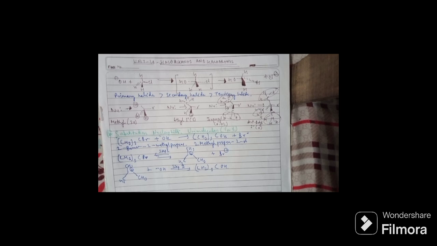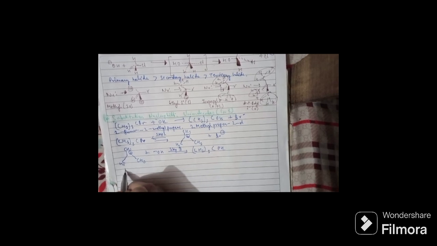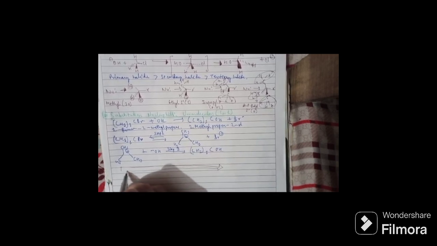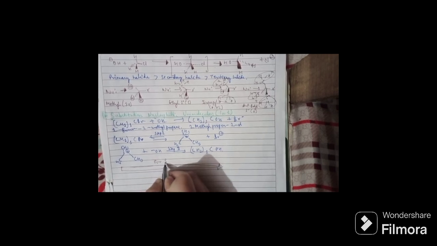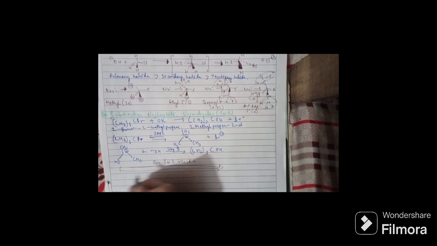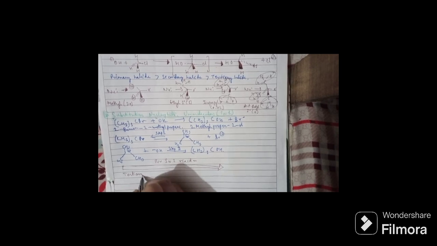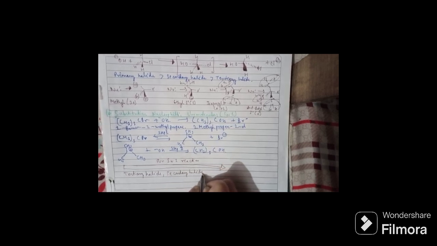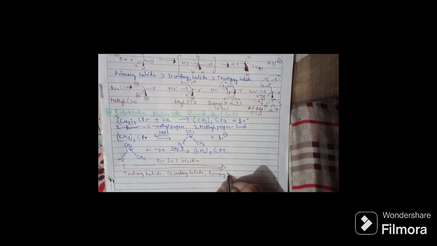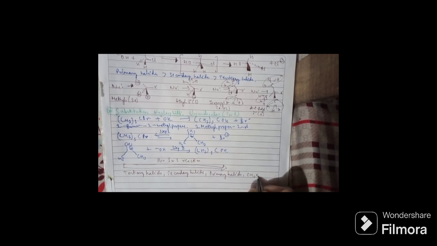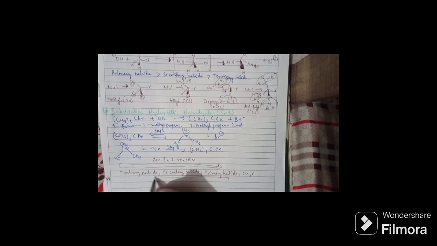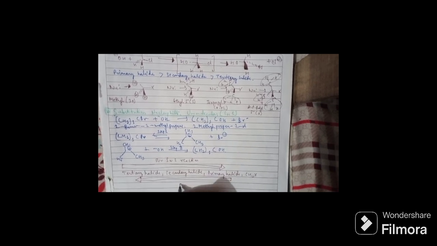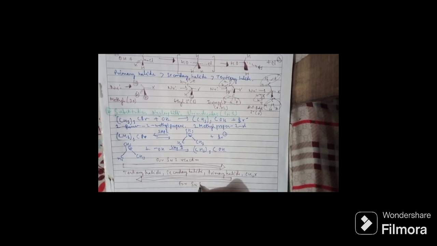Let's go for it. This is for the SN2 reaction: tertiary halide, secondary halide, primary halide, and CH3X. And this is for the SN1 reaction.